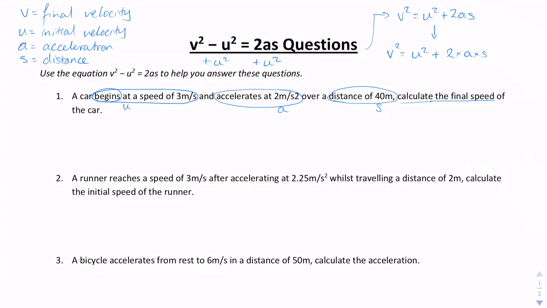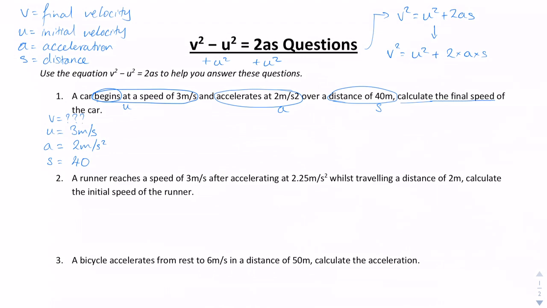So let's find out and write down what we know. v is unknown. It wants us to calculate the final speed. So let's leave that for now. u, the car begins at a speed of 3 meters per second, so our u is 3 meters per second. Acceleration is 2 meters per second squared. And distance, s, is 40 meters.